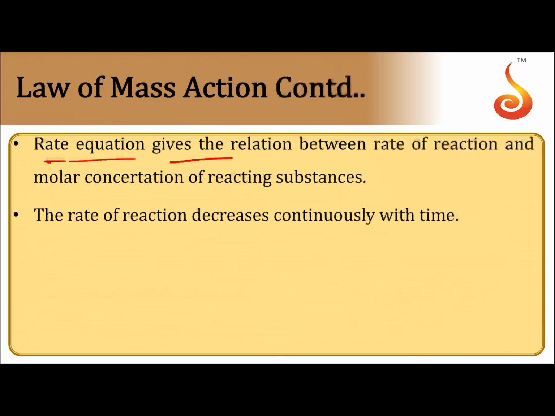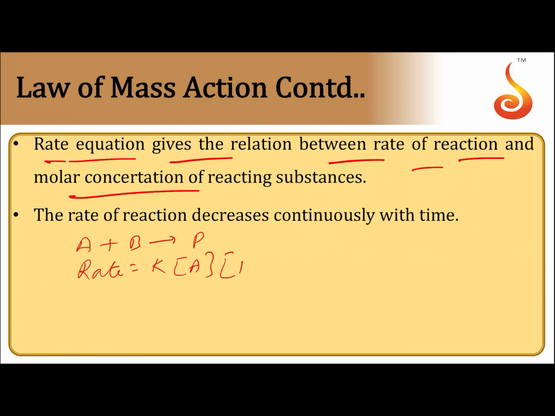The rate equation gives the relation between the rate of reaction and the molar concentration of reacting substances. You can also call it the rate law. For example, when you take a reaction like A plus B giving rise to some products P, the rate is equal to rate constant K into concentration of A into concentration of B. This relation is called the rate equation, also called rate law, which gives the relation between the rate of reaction and the concentration of reacting substances.